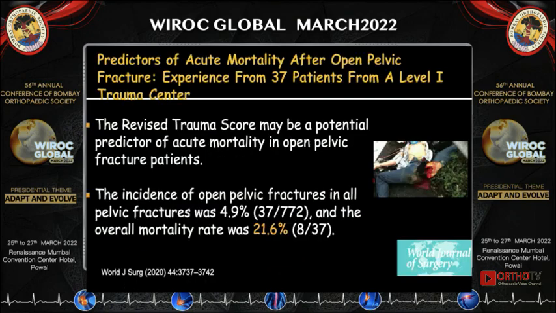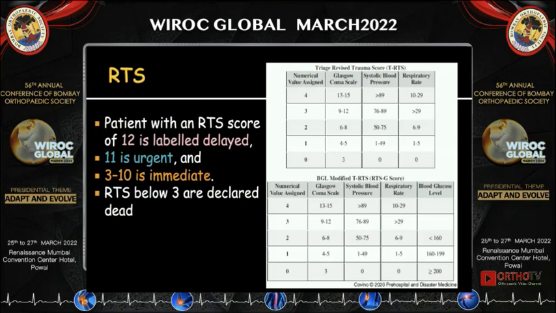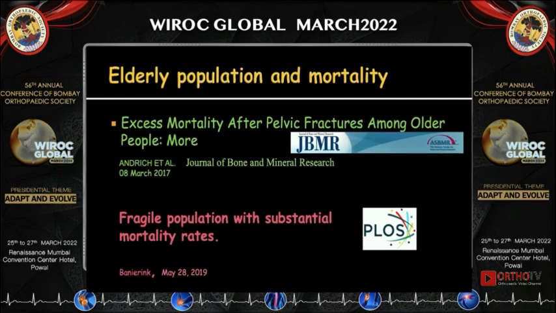after 24 hours. So this again showed that open pelvic fractures have high mortality, up to 21.6%. Amongst all pelvic fractures, 5% is the incidence of open pelvic fractures, and out of these there is a 21% mortality rate. So it all depends on the revised trauma score. If the revised trauma score is more, that is 12, it is good. But if it is less, it is bad. Less than 3 is dead. So all these things are important to know when you are dealing with pelvic trauma. In the elderly population, there is something called the frailty score.